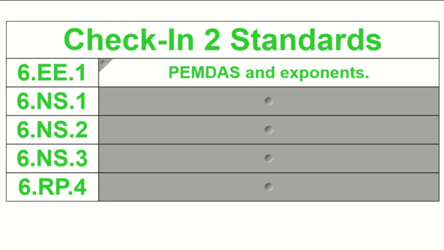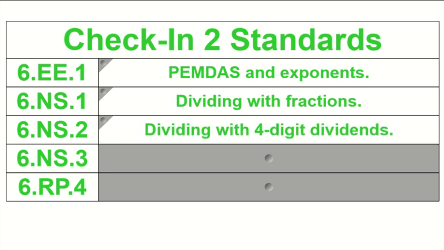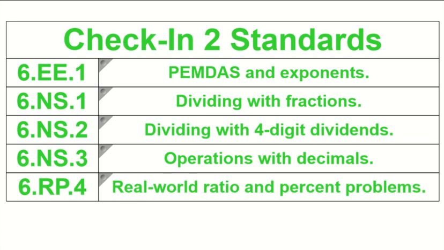We got PEMDAS and exponents. No calculators. We got dividing with fractions. That'll be a no calculator one. Dividing with 4-digit dividends. You know, you got the 4 or 5-digit number on the inside with the division. Again, no calculators. Operations with decimals. We got adding, subtracting, multiplying, dividing with decimals. No calculator. The only thing we're able to use calculators really on will be percentage problems, that we did way back in, I don't know, October probably.